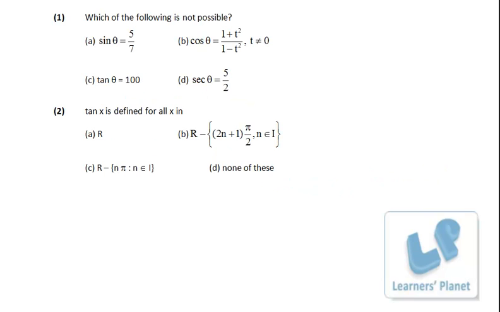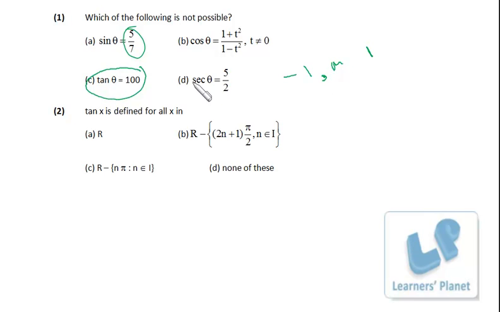Now let's take some of the problems, and if any new concept is involved, I'll explain it at that time only. Which of the following is not possible? Now, as I told you, the domain and range of sin theta, cos theta, tan theta. See, sin theta 5/7, that is possible because that is less than 1. Tan theta 100, that is possible because tan theta lies between -infinity to infinity. Sec theta 5/2, that is possible because sec theta is either less than -1 or greater than 1.